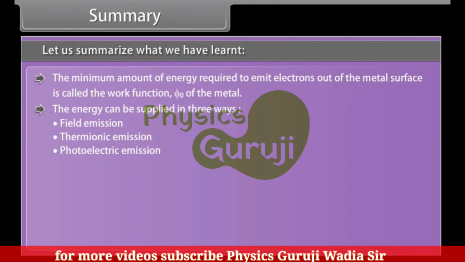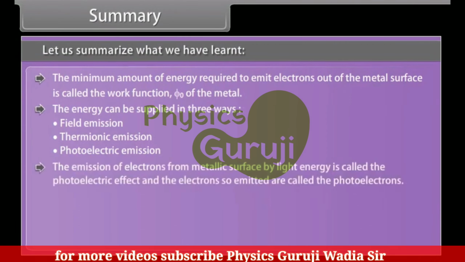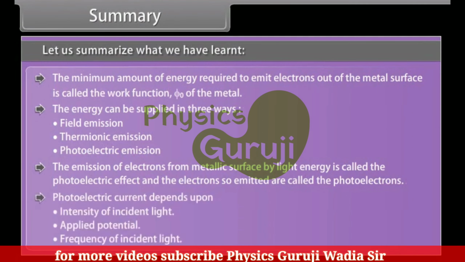field emission, thermionic emission, photoelectric emission. The emission of electrons from a metallic surface by light energy is called the photoelectric effect, and the electrons so emitted are called photoelectrons. Photoelectric current depends upon intensity of incident light, applied potential, and frequency of incident light.